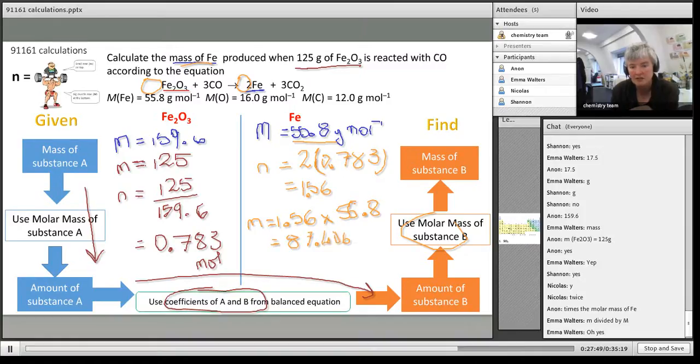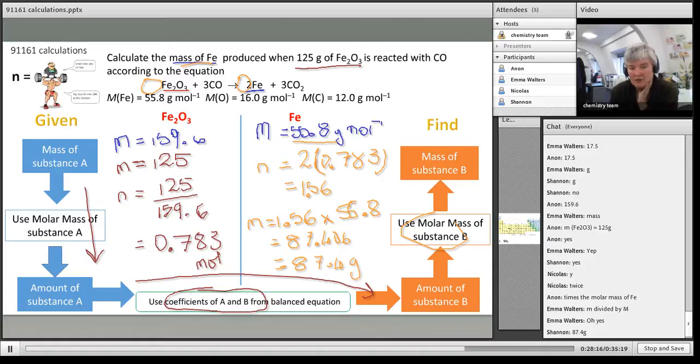87.406 and then dot dot dot. If I wanted to round that off to 3 significant figures, what is my answer going to be? 87.4, correct. So you must make sure you round off to 3 significant figures and you're rounding off correctly and put your unit in and you should be then fine.